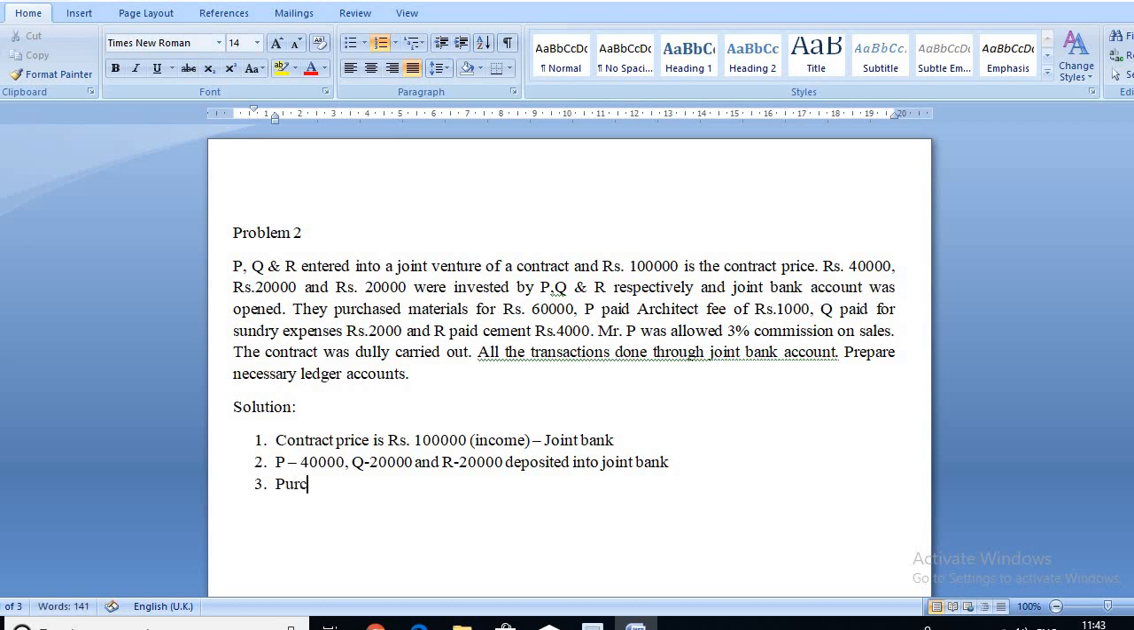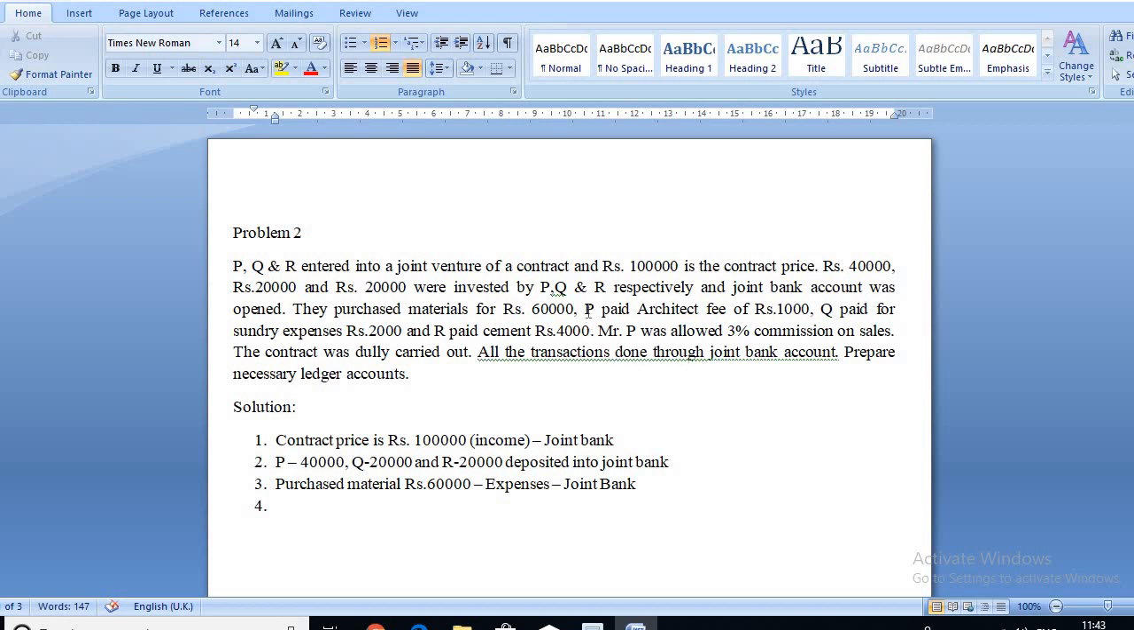So purchased material rupees 60,000. This is an income or expenses? This is an expense. And who paid these expenses? Here there is no specific information whether these 60,000 were paid by P, Q or R. So in such circumstances it is stated that these expenses were met by the joint bank.